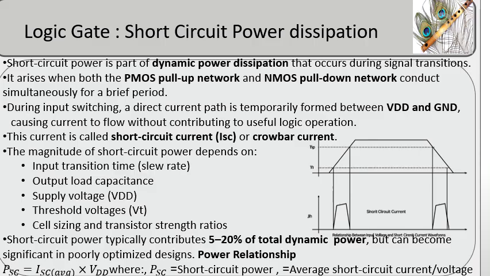Slower input transitions increase the overlap conduction time, producing larger short-circuit currents and higher power dissipation. Although short-circuit power is generally smaller than dynamic switching power, it becomes increasingly significant in high-speed and heavily loaded CMOS circuits. Therefore, fast input transitions, proper transistor sizing, and optimized gate design are essential to minimize short-circuit power and improve the speed, energy efficiency, and thermal performance of the chips.